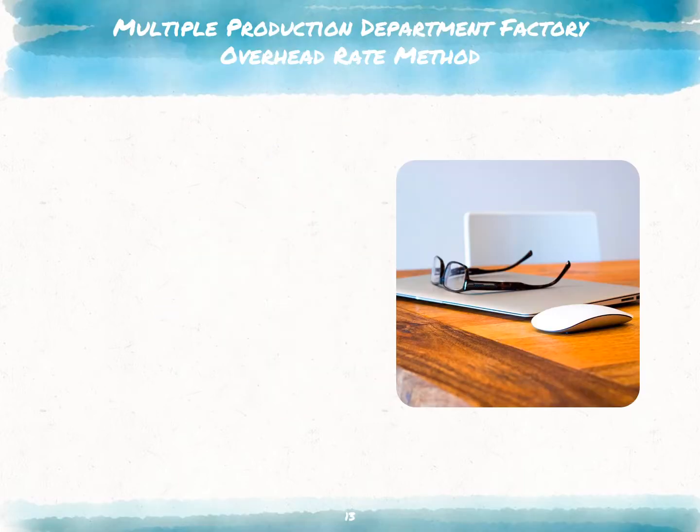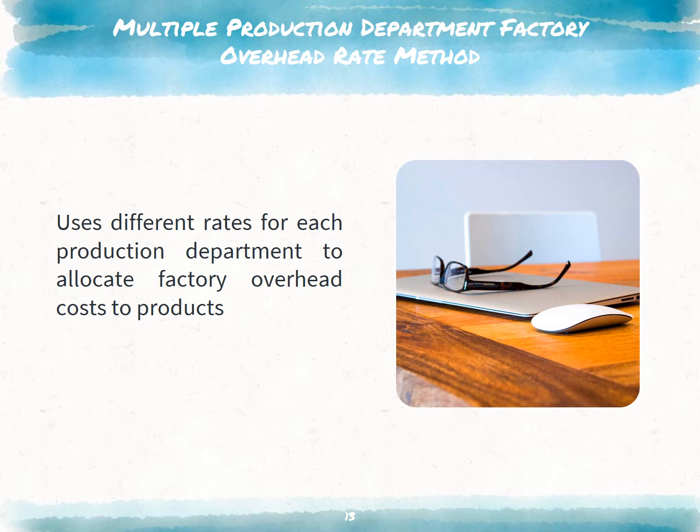Next up is the multiple production department factory overhead rate method. When production departments differ significantly in their manufacturing processes, factory overhead costs are normally incurred differently in each department. In such cases, factory overhead costs may be more accurately allocated using multiple production department factory overhead rates. The multiple production department factory overhead rate method uses different rates for each production department to allocate factory overhead costs to products. In contrast, the single plant-wide rate method uses only one rate to allocate factory overhead costs.